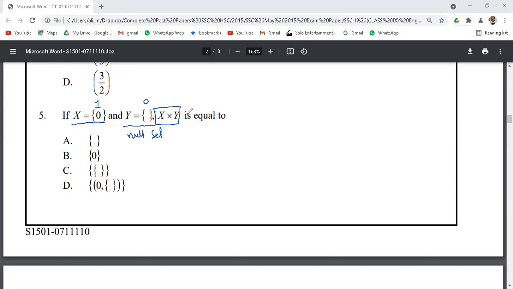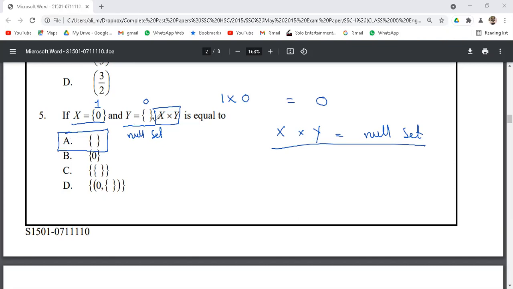So the number of ordered pairs in the Cartesian product x cross y will be equal to 1 multiplied by 0, that is equal to 0. This means that x cross y will be our null set. So the correct option we have is option A, that is null set. And whenever we take a Cartesian product of a set with an empty set, we will always get an empty set as a result. So question number 5, the correct option is option A.